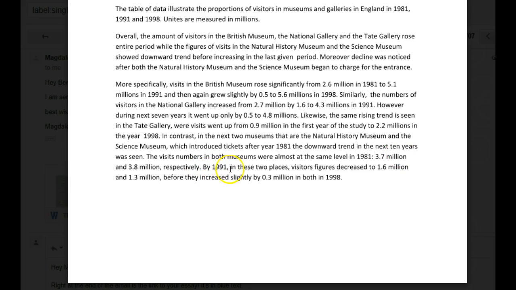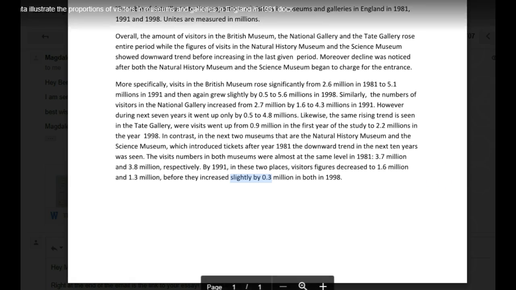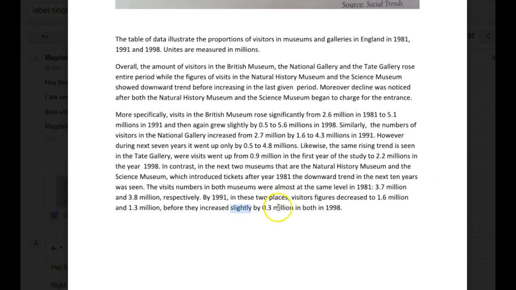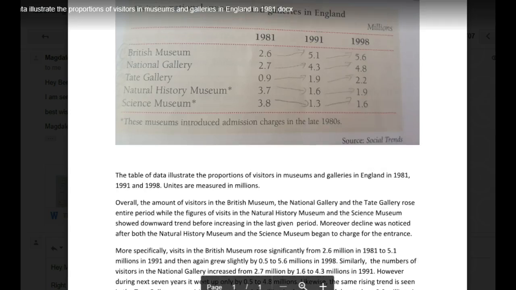By 1991, in these two places, visitors figures decreased to 1.6 million, 1.3 million, before they increased slightly by 0.3 million in both, in 1998. Or before they both increased slightly by 0.3 million in 1998. That would have worked as well.